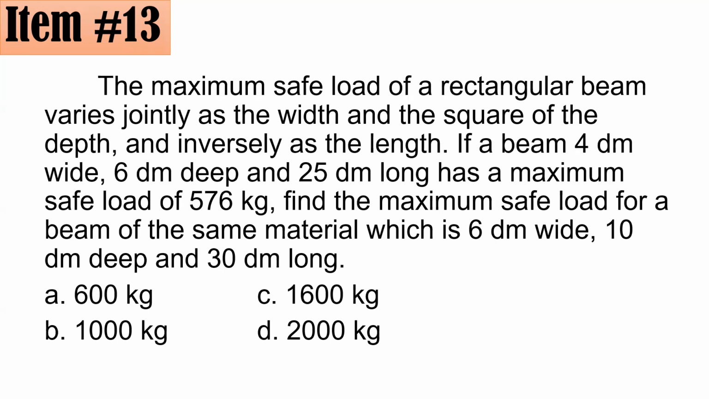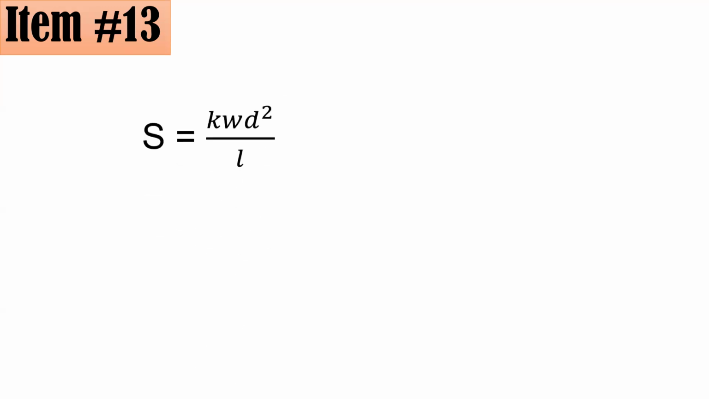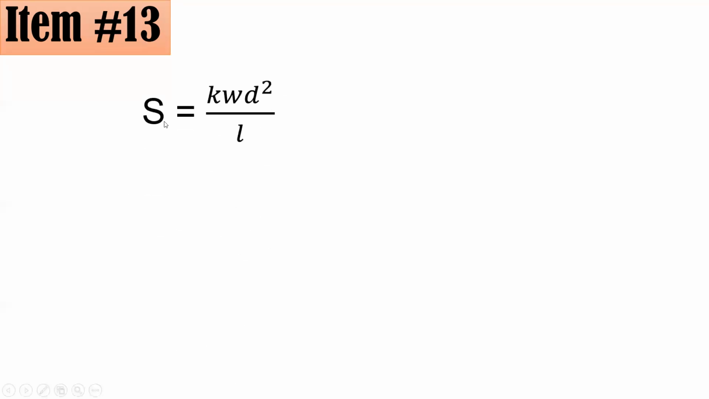So, for this one po, I let S be the safe load. By the way, K here is the constant of proportionality. Sabi kasi doon, so the safe load varies directly. Kung directly, sa numerator po siya ilalagay. Kung inversely, sa denominator po ilalagay yung mga variables. S varies directly as the width and the square of the depth. That's why D squared. But inversely with the length. That's why dahil inversely, nag-over L po tayo.